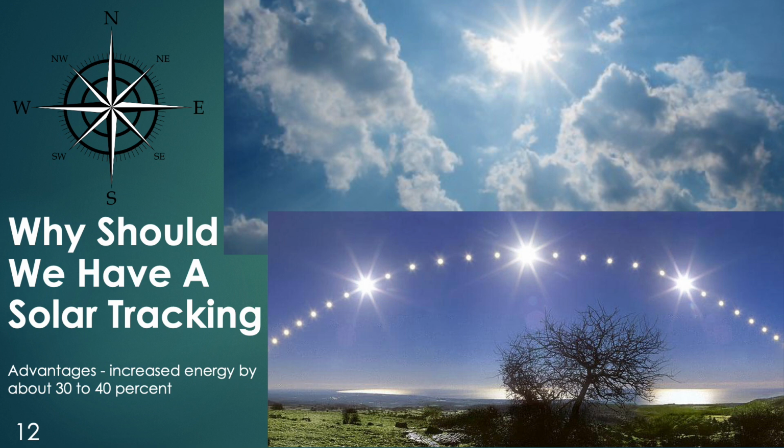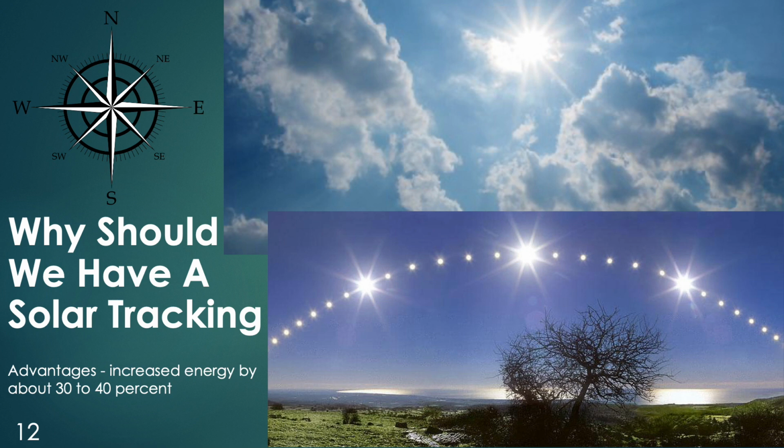Why should we have a solar tracker? A solar tracker provides significant power output, which can be increased about 30 to 40% over a traditional solar system. For example, we know that the sun always moves from east to west. As we can see in the picture on the bottom right, the sun moves from right to left, and the picture represents how we can see the sun at its highest point.